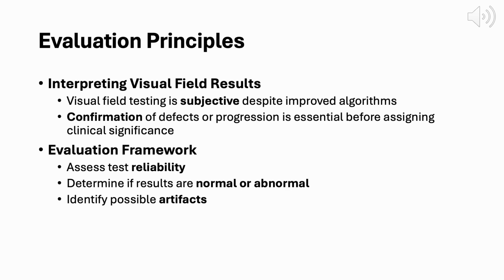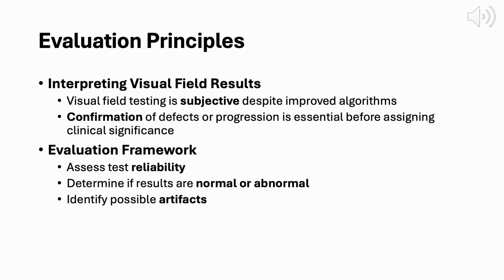This slide focuses on the principles behind evaluating visual fields. We begin with interpreting the results. Visual field testing is inherently subjective, despite advancements in algorithms that have improved consistency. Because of this, we must be cautious. Suspected defects or progression should always be confirmed on repeat testing before assigning clinical significance.